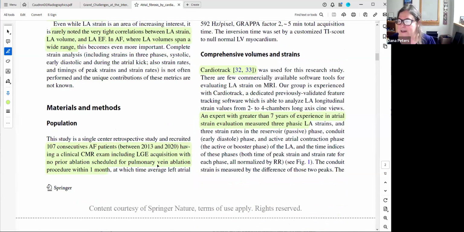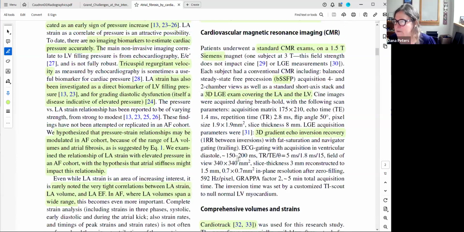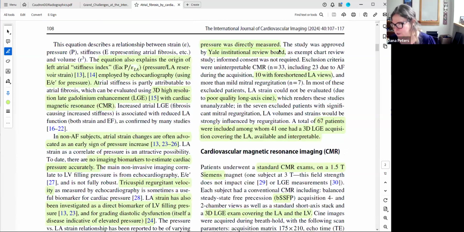basically long axis cine and high resolution LGE acquisition, and they were going to go for a pulmonary vein ablation within a month. At the time of the ablation, the pressure was measured directly by the electrophysiologist. We had to exclude some of the subjects, mainly because of foreshortened left atrial views, especially in the 2-chamber. If you have a foreshortened left atrial view, you might as well just throw that data away, because you'll get completely wrong left atrial strains.